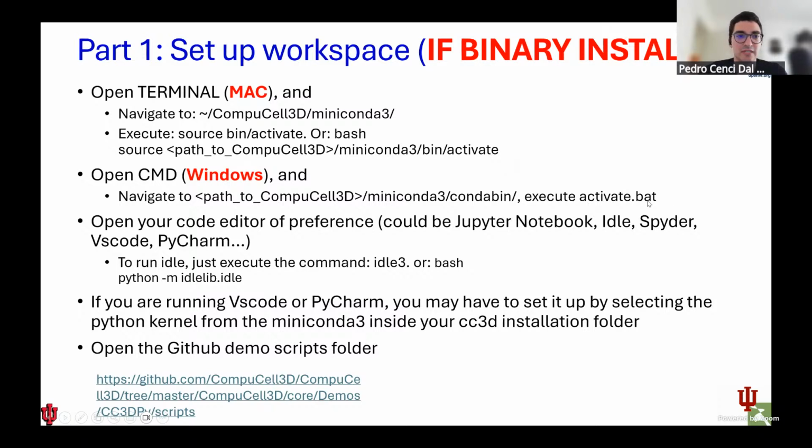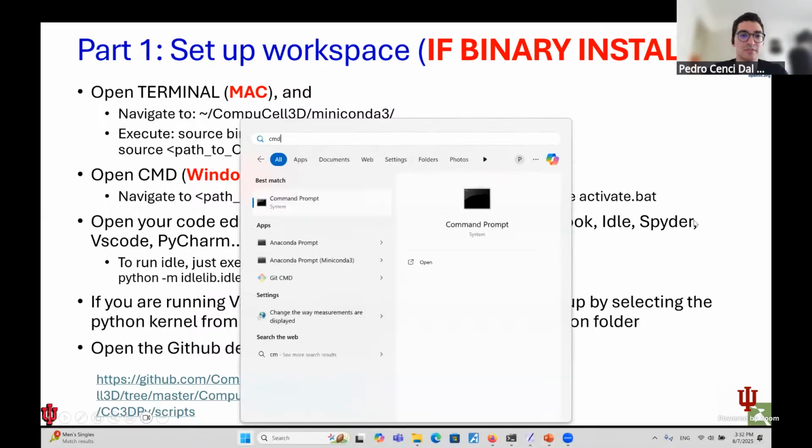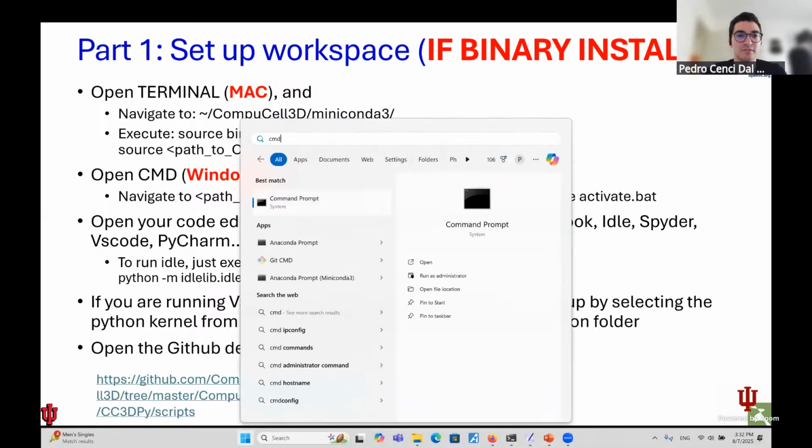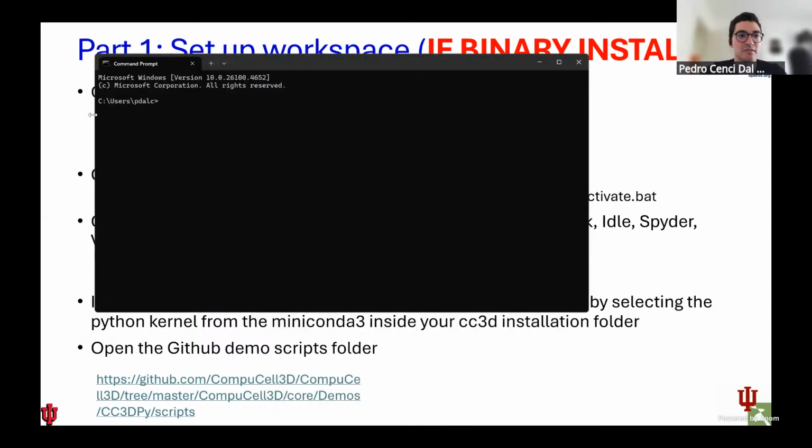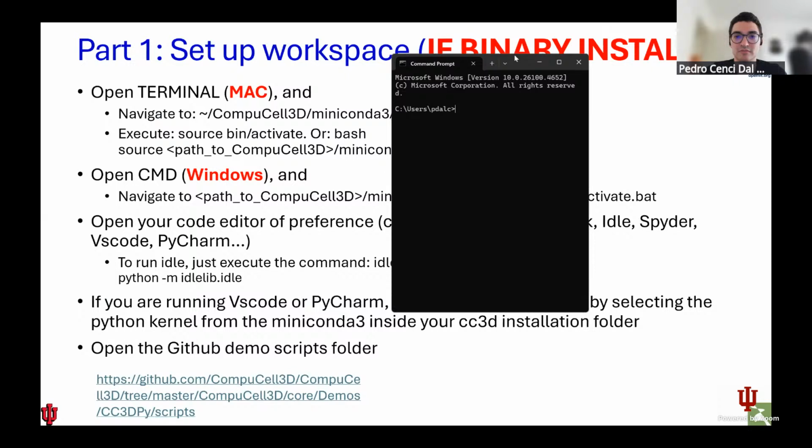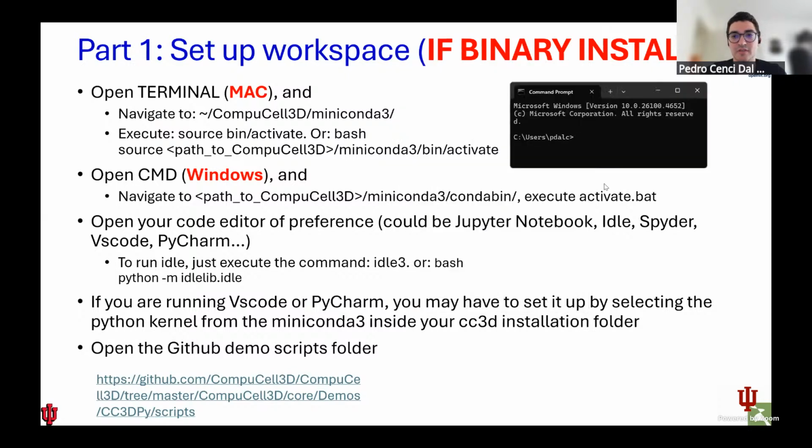But I can demonstrate activating Conda with the binary CompuCell3D install. To do that, I will just open CMD, command prompt. If you type CMD in your search bar, it should just open CMD like this. And then from here, I have to navigate to the CompuCell installation folder.